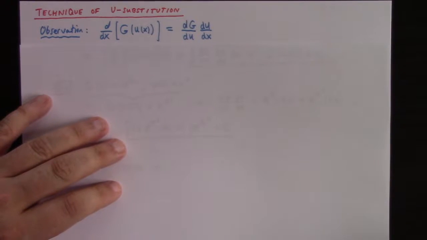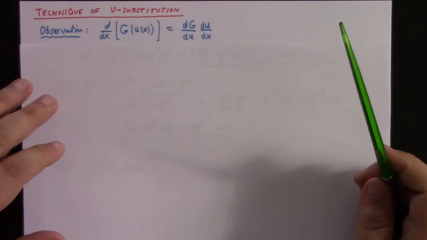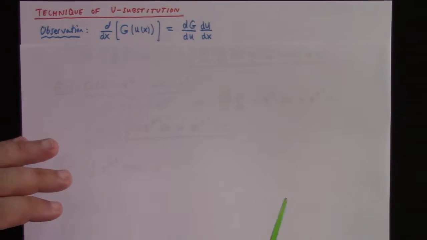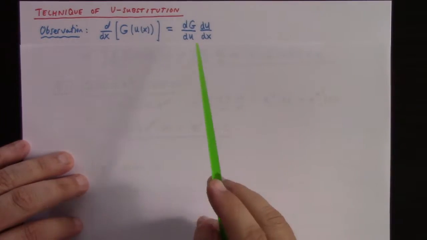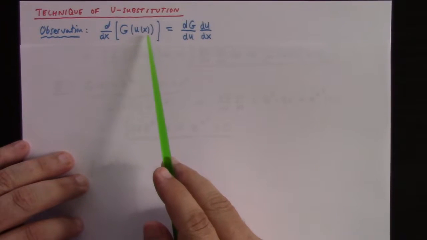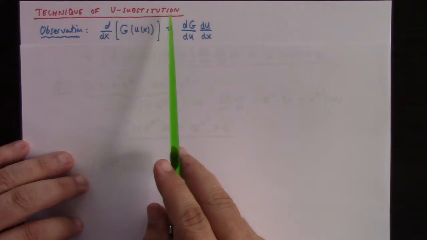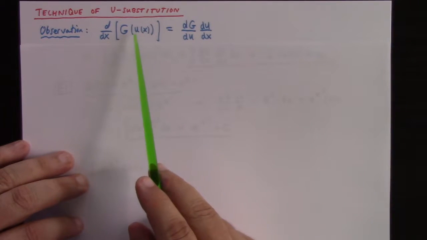Alright, so let's talk about the technique of U-substitution. I'll start out with, well, not a partial proof, I guess, some kind of explanation. Essentially, U-substitution is doing the chain rule backwards. So let's start by just talking about the chain rule.